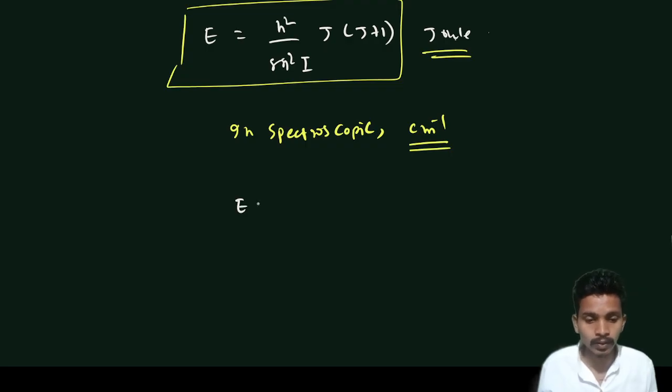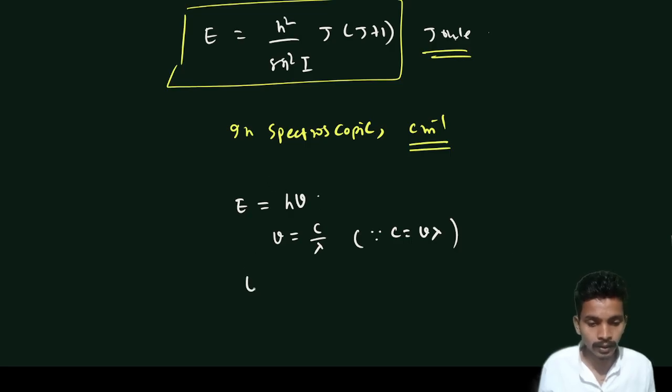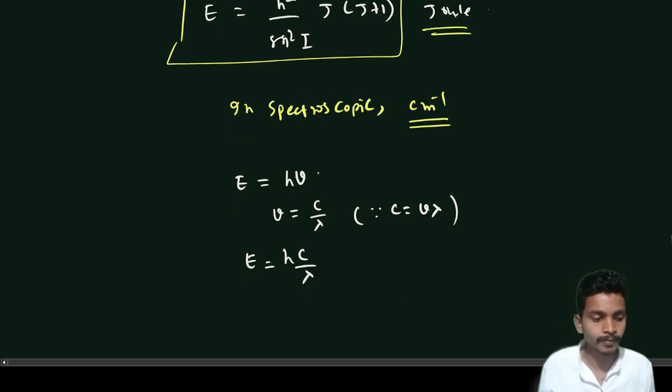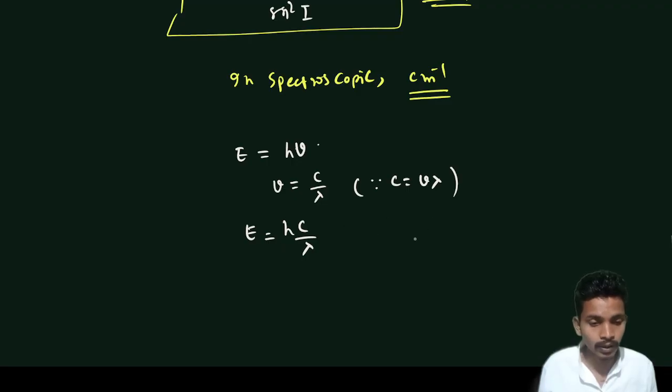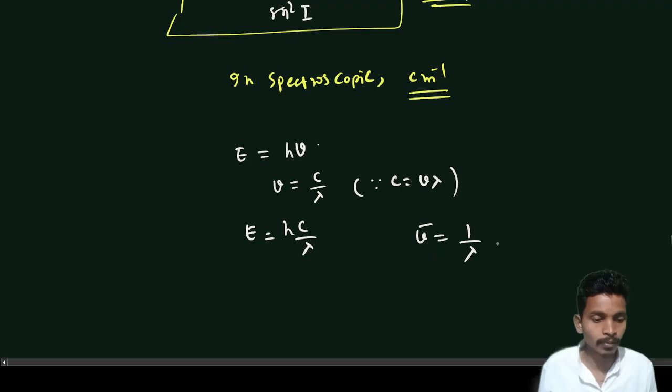We know that E equal to h nu, and also we know that c equal to nu lambda, so nu equal to c upon lambda. So I will put this nu here, giving E equal to h c upon lambda. Now this is the wave number, the 1 by lambda. We know that wave number is 1 by lambda, and this wave number is expressed in centimeter inverse.